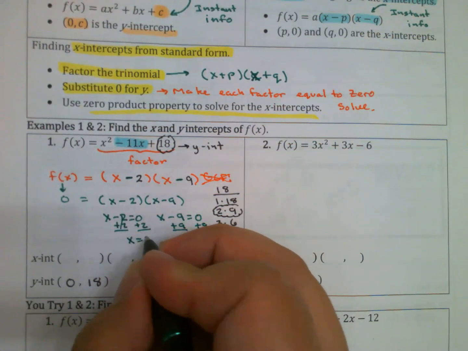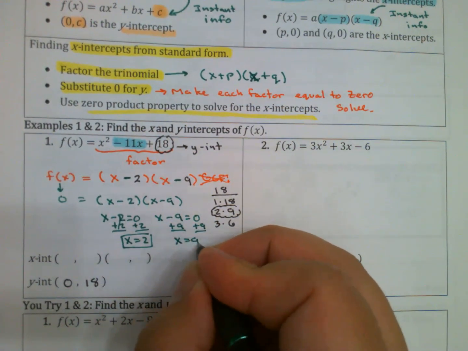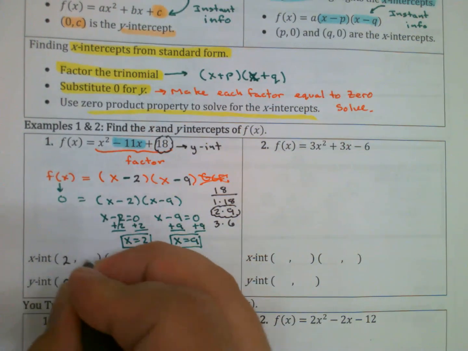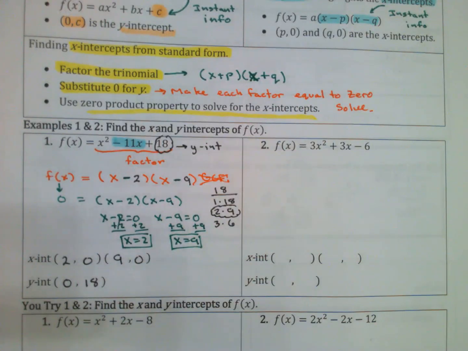So x is equal to 2, x is equal to 9, and just like that, I'm ready to come over here and write down my answer: (2, 0) and (9, 0). So there's my 2 x-intercepts. My y-intercept we found a long time ago, but there it is.